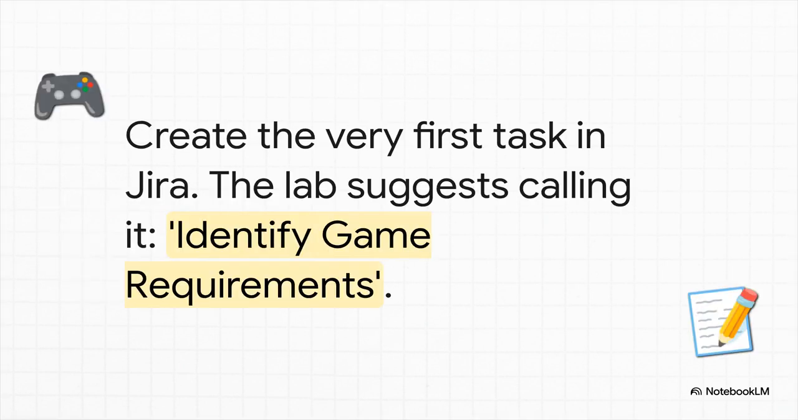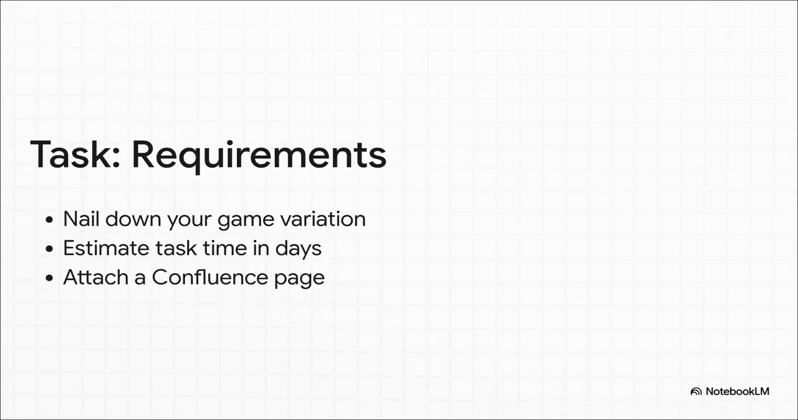All right, time to create your first real piece of work. Make a task and call it something like Identify Game Requirements. Now, this isn't just some random to-do item. It's a foundational step that creates clarity and makes sure everyone knows what they're responsible for. Okay, so here's where it gets really clever. The task is for each person to figure out their specific part of the project and take a guess at how long it'll take. But the real magic trick is this. You attach a dedicated Confluence page to this task. That page becomes the one and only place where all the requirements live. No more confusion, no more, I thought we were building this.